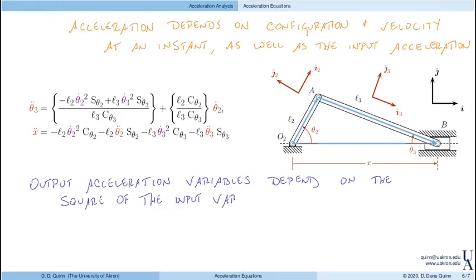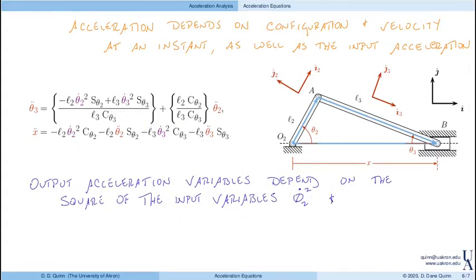So, for example, if theta 2 dot is the input, then this acceleration depends on the square of the input. Likewise, theta 3 dot would depend on theta 2 dot, so the fact that we have a square here implies that, again, this term would depend on the square of the input velocity.